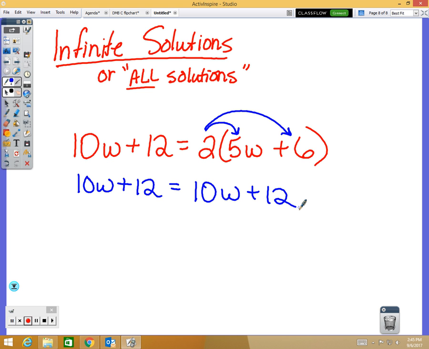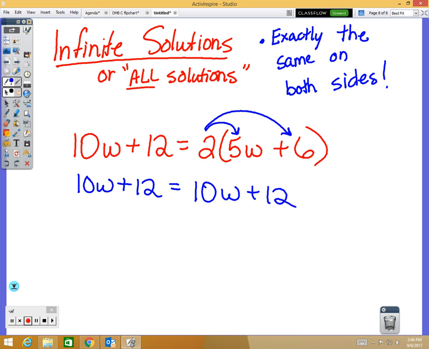And once I distribute, I notice that they are exactly the same. Everything about it is the same. So that's when it is infinite solutions, or all solutions. It means the same thing. Exactly the same on both sides.